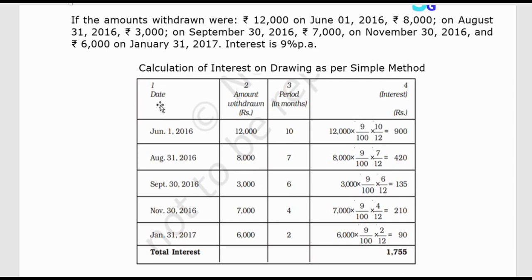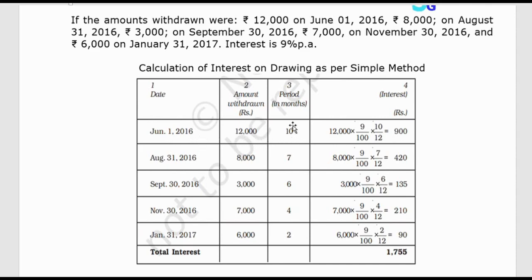So here, this is a table. Draw this table. First column is date, then amount withdrawn, next time period. In this regard, we have to keep in mind how many months that amount has been used by the partner. I will come to this one a bit later, and in the fourth column we have to calculate the interest. So the first amount withdrawn by the partner is on June 1, 2016, and the amount was 12,000.